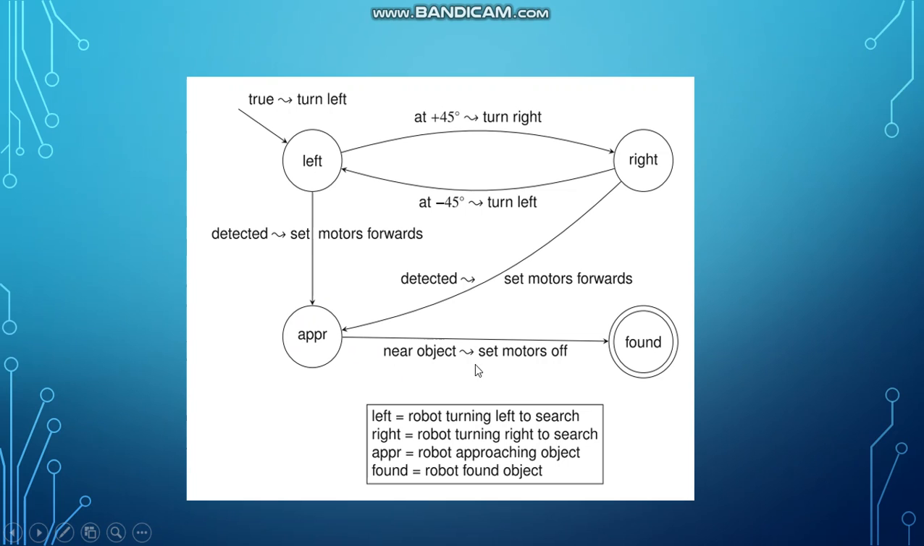And when it is near the object, it will set the motor off till it is found. As you can see, there is a final state labeled "found" and denoted by a double circle in this diagram. A finite state machine is finite in the sense that it contains a finite number of states and transitions. However, its behavior can be finite or infinite. This figure demonstrates finite behavior because the robot will stop when it has found an object and approach it.